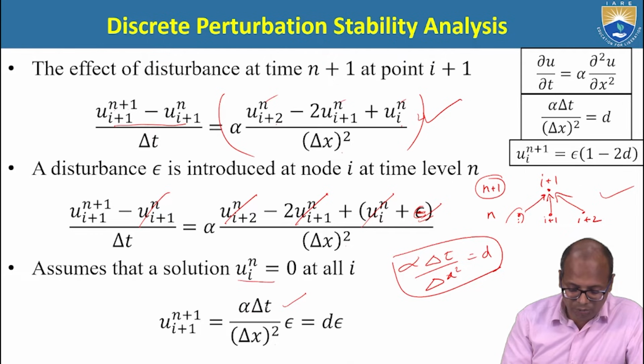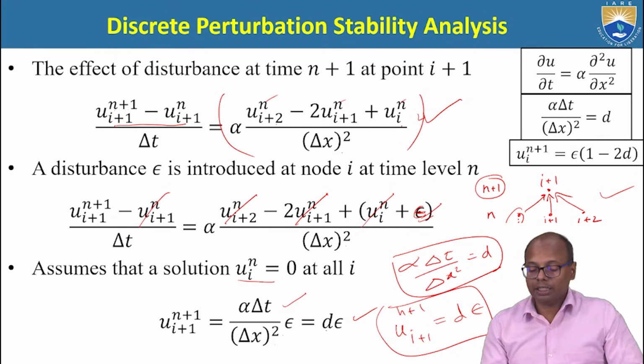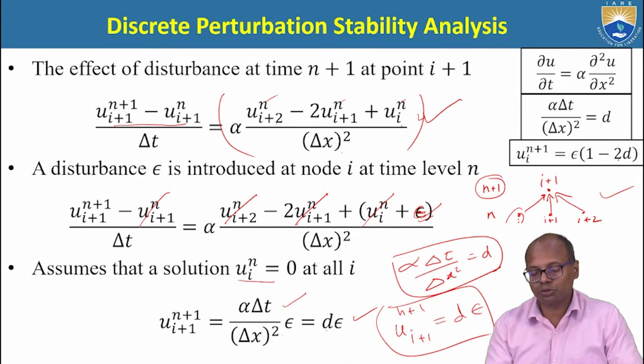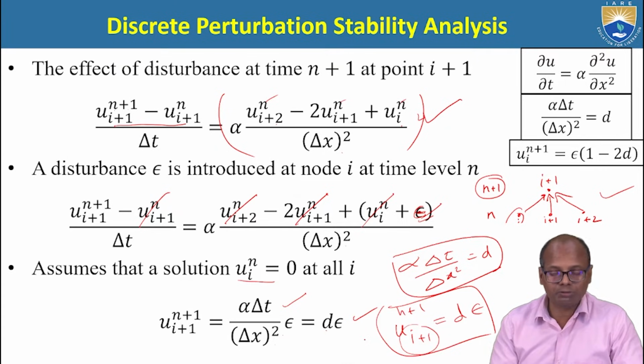In this I know alpha delta t by delta x square equal to d. So the equation that we have got is u at I plus 1, n plus 1 is equal to d epsilon. So it is multiplied by d. So at u_i^(n+1) the error has become reduced, epsilon minus 2 epsilon d. Now at the n plus 1th time and I plus 1th node, it is multiplied by d.